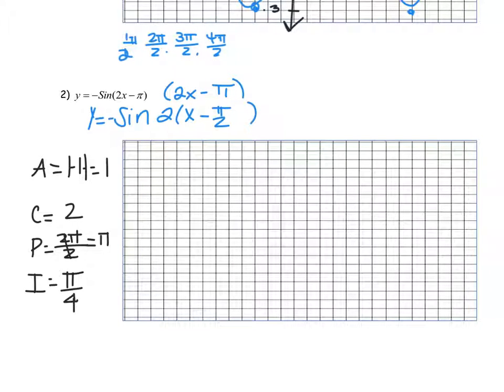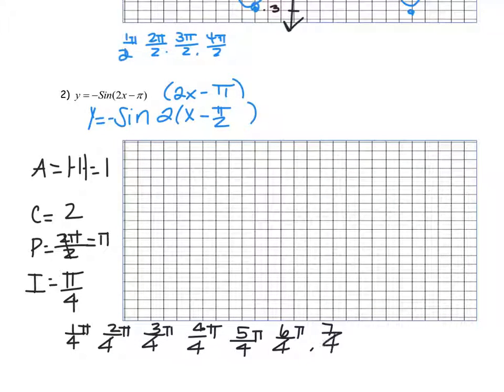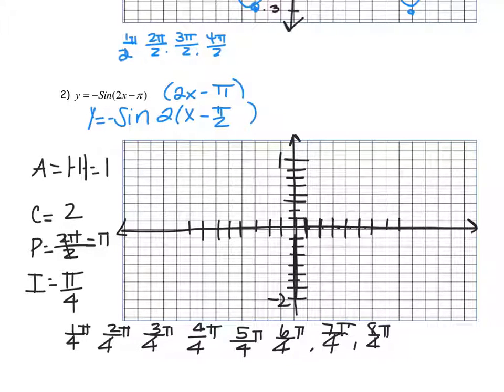So I'm going to count. 1/4 pi, 2/4 pi, 3/4, 4/4, and I think I have to keep going. I have to go to 2 pi, 5/4, 6/4, 7/4, and 8/4, and that's my 2 pi. So I'd like you to pause the video and set up your x and y axes, and then hit resume when you're ready. Okay, this is what it should look like.